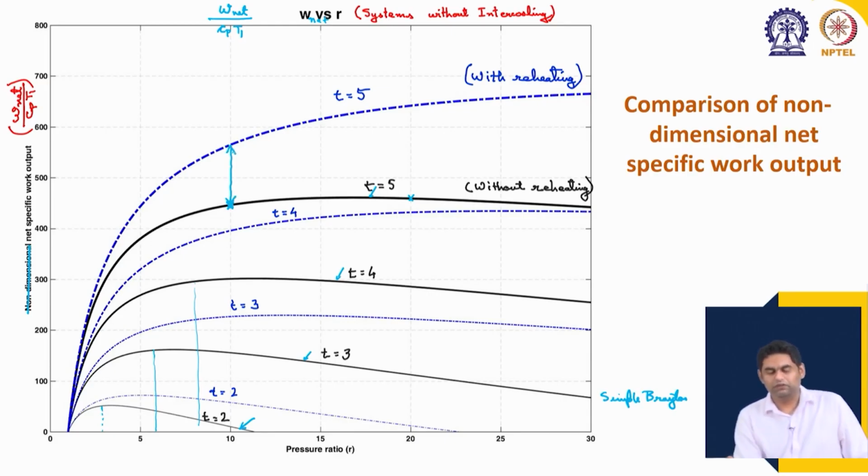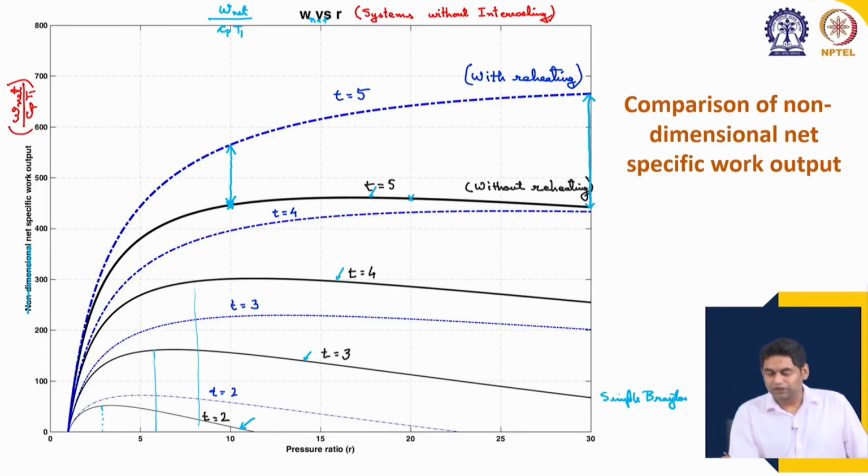substantial jump in the work output, and this gap keeps on increasing at higher value, say for example, at R equal to 30. This difference is dramatically higher, okay, and this is for the case with reheating.